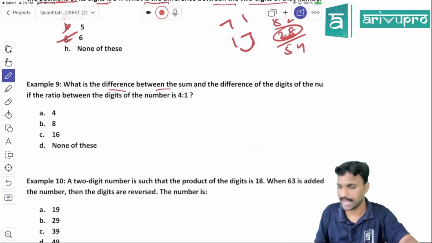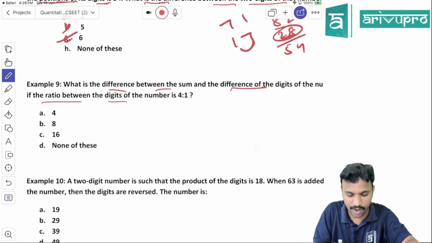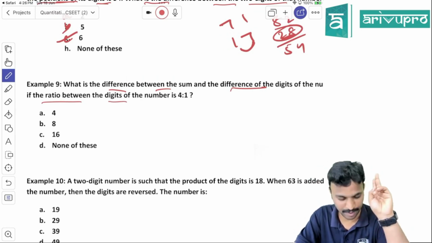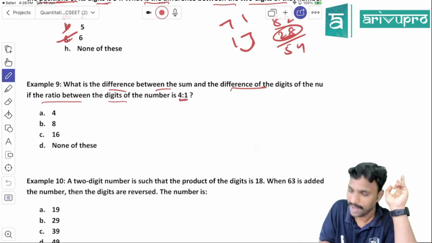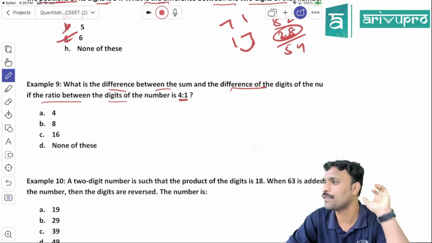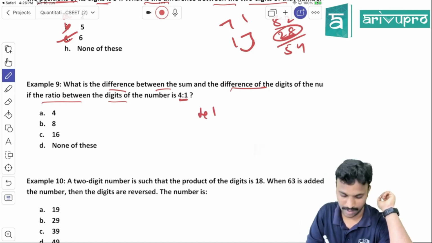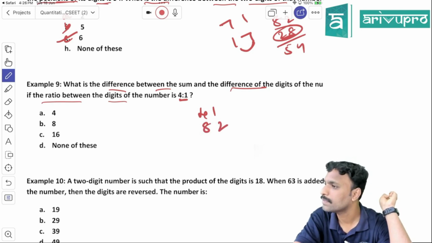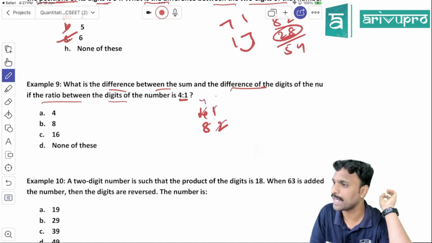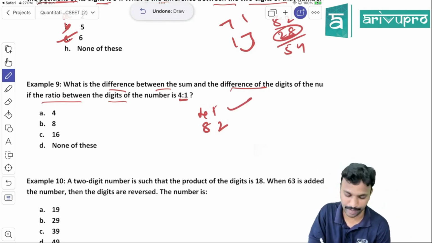What is the difference between the sum and the difference of the digits of the number if the ratio of the digits of the number is 4:1? Tell me. The ratio of the digits is basically of a 2-digit number. It should be a 2-digit number only, then only the ratio could be 4:1. Correct? Tell me a 2-digit number where the ratio is 4:1. 41. What else? 82. Correct? What is the ratio? 4:1. Yes or no? Between the 2 digits, the ratio is 4:1. So the number could be 41 or the number could be 82.